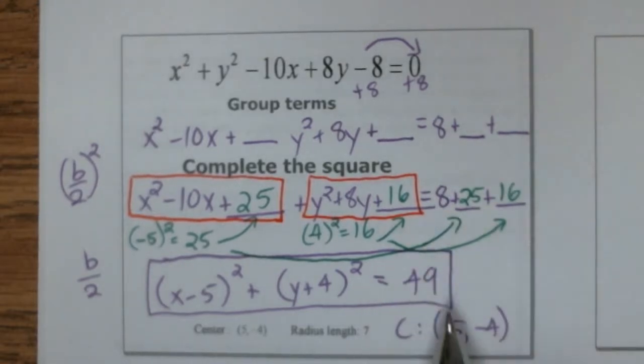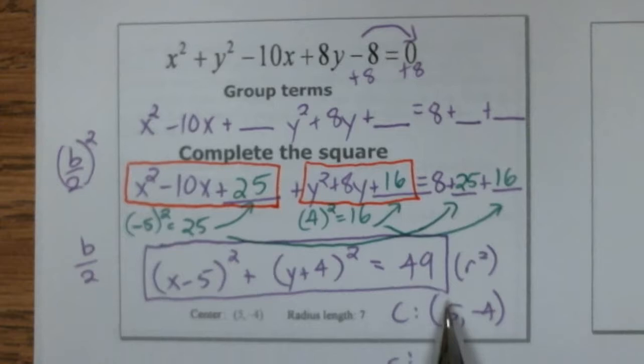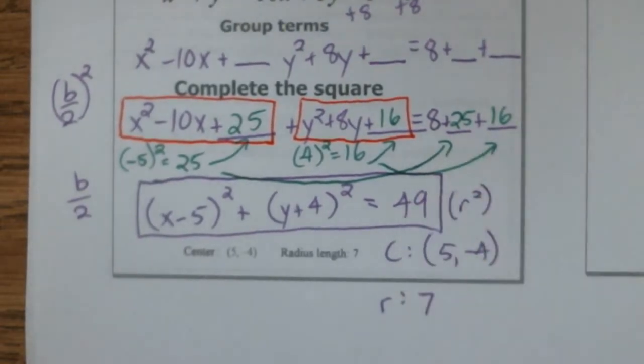The radius, remember, this is r squared. I'll put that in parentheses. We don't want r squared, we want the radius, which is r. So I've got to take the square root of 49, which is 7.